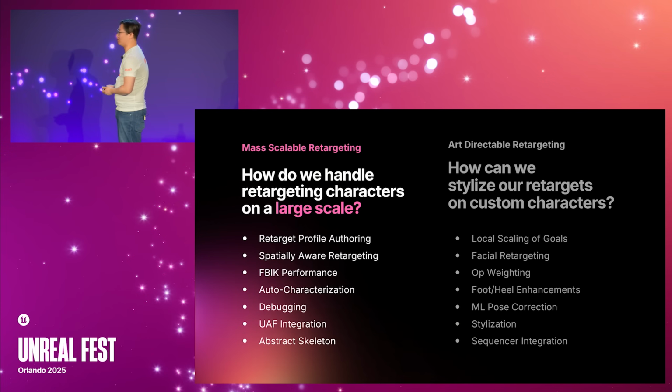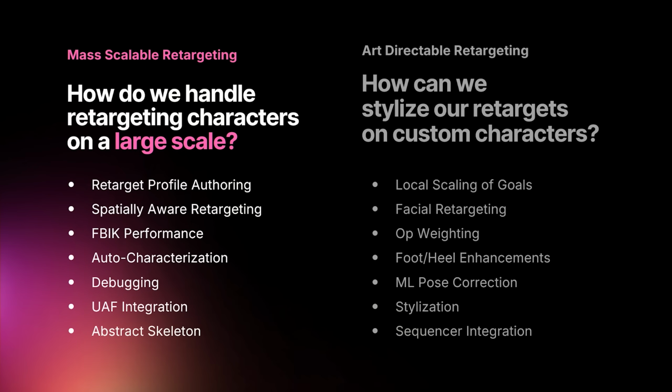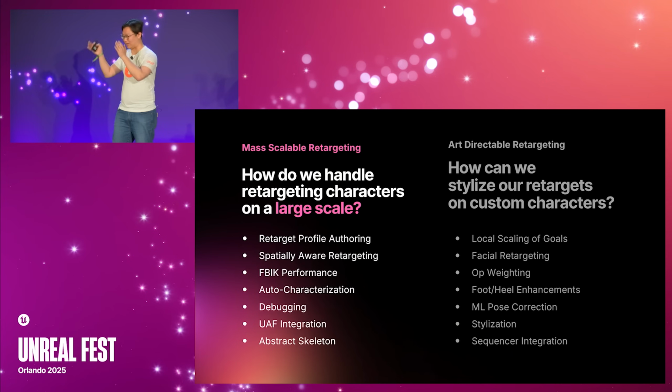Another lower level, but equally important, is auto characterization. We have common bipedal skeletons that are supported, but what about my octopus? What about my gorilla? What about my giraffe, right? Like, how do we automatically characterize across any number of skeletons so that way we could just quickly get to our retarget faster? Because as an artist, I don't really want to worry about that. I just want animations from one to the other.